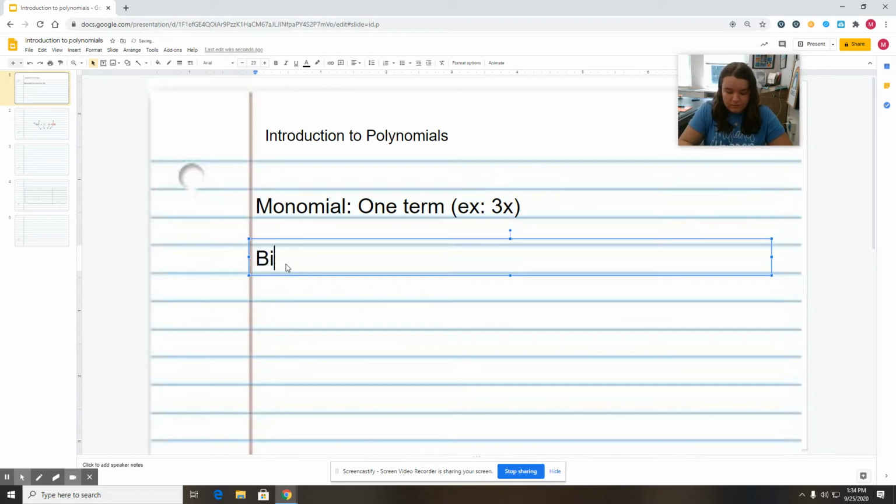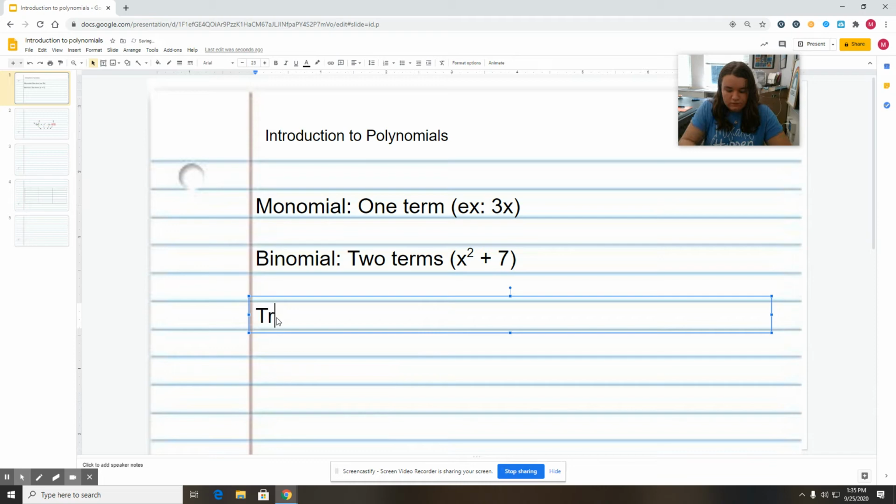Next vocab word is binomial, which the prefix bi, think bicycle, 2 wheels. That means we would have two terms. So two things being added or subtracted together. Example of that could be x squared plus 7. We have x squared and we have the 7, two things being added together.